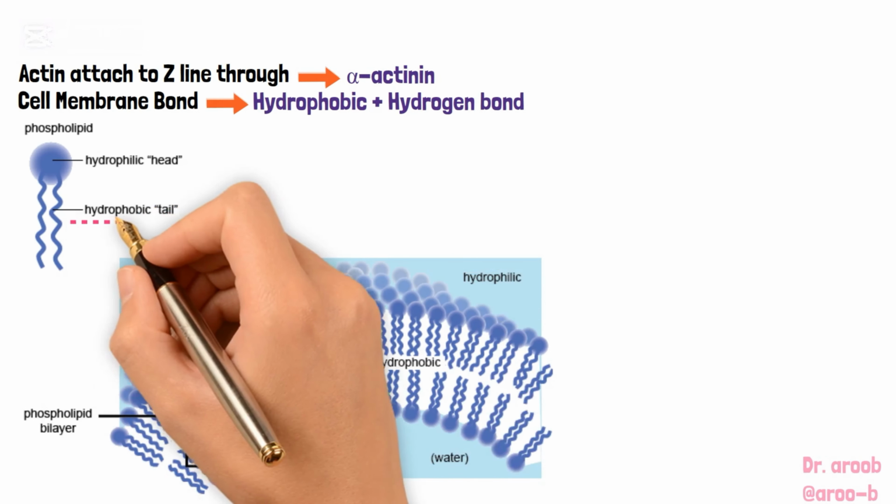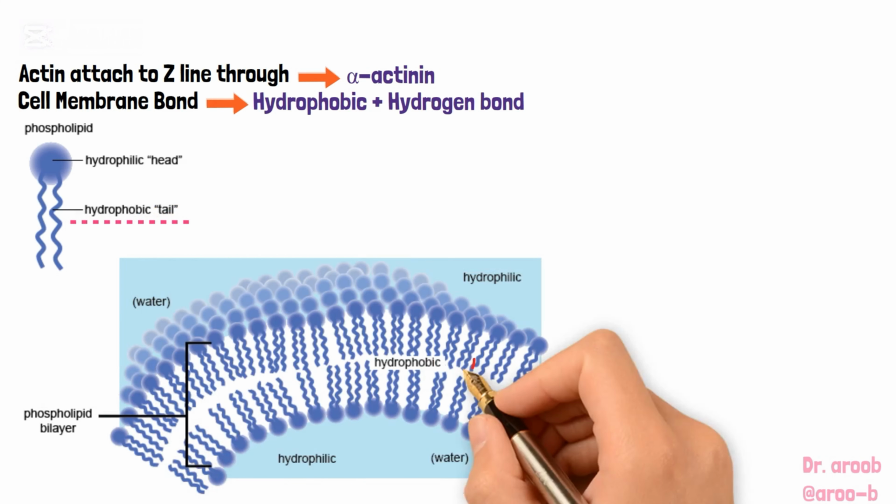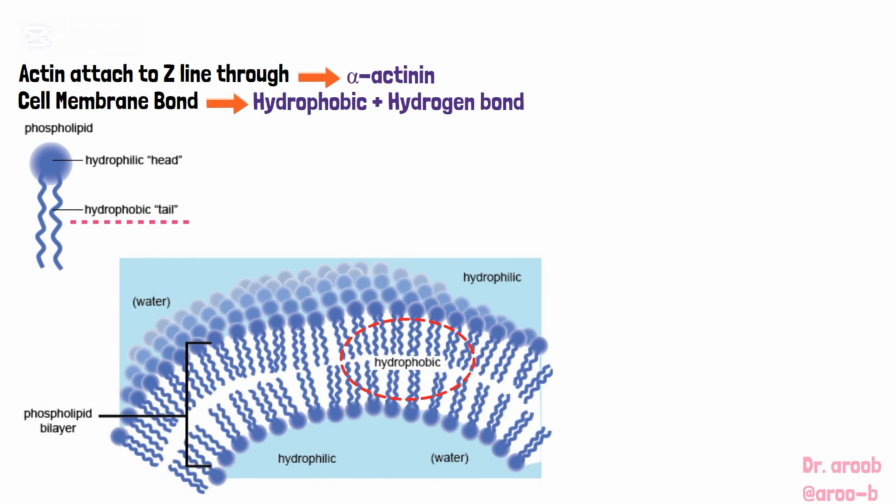Cell membrane bond is hydrophobic plus hydrogen bond. The cell membrane's hydrophobic interior is formed by the fatty acid tails of phospholipids, which repel water and create a barrier that allows for selective permeability, and the hydrophilic head of the phospholipid forms hydrogen bonds with water molecules.